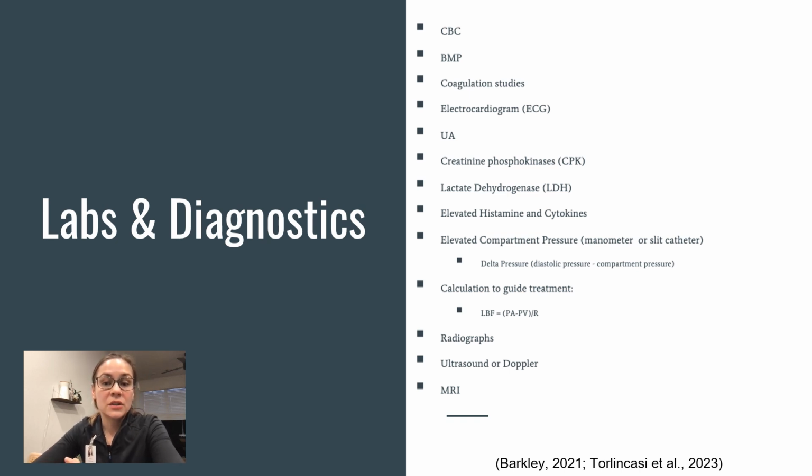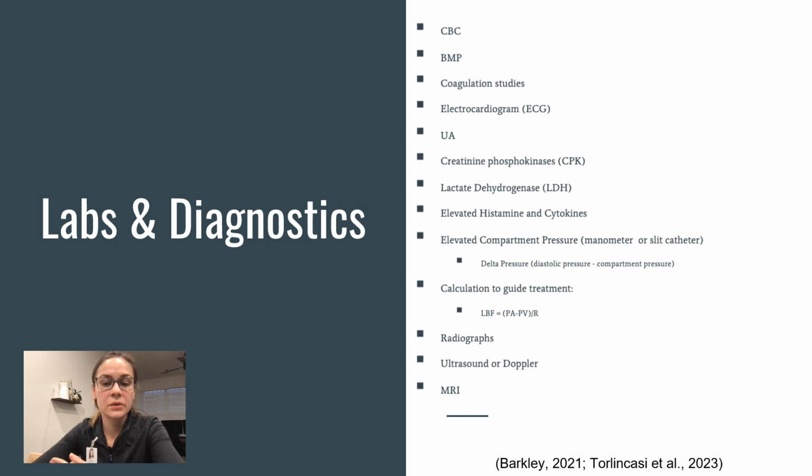You will want to measure the compartment pressure with a manometer or a slit catheter. The delta pressure is the diastolic pressure minus the compartment pressure. If the difference is less than 30, then you have acute compartment syndrome. Normal compartment pressure is 0 to 8 millimeters of mercury.